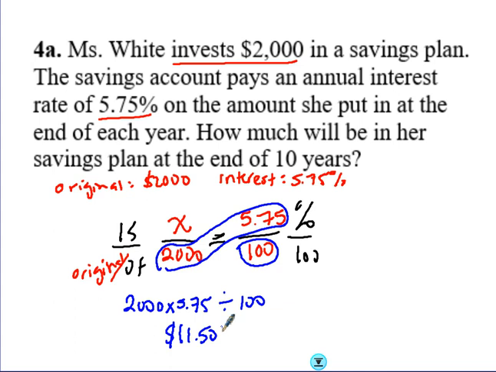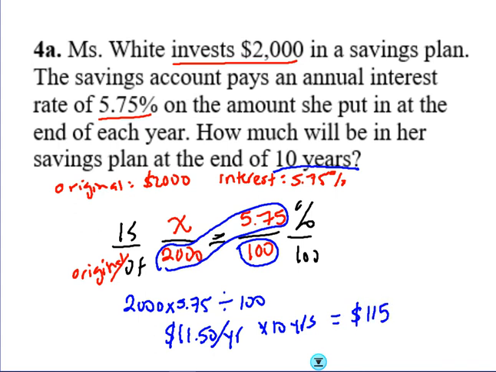Now, if she's making $11.50 per year, then it becomes important that we pay attention to that because we have not dealt with this 10 years as yet. So really what we should have done was at the beginning of the problem, we should have said how much will be in her savings plan at the end of 10 years. Well, that's a more complex problem because first we have to find out how much interest she's making over 10 years, which means that we also have to multiply by 10 years: $11.50 a year times 10 years, and that would be $115.